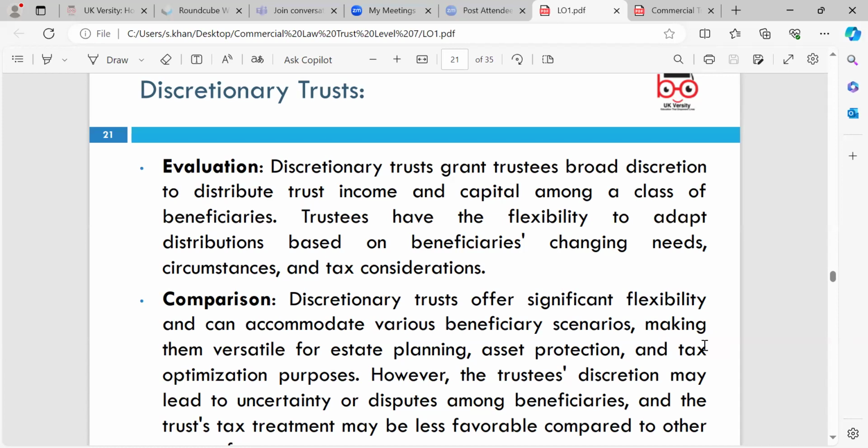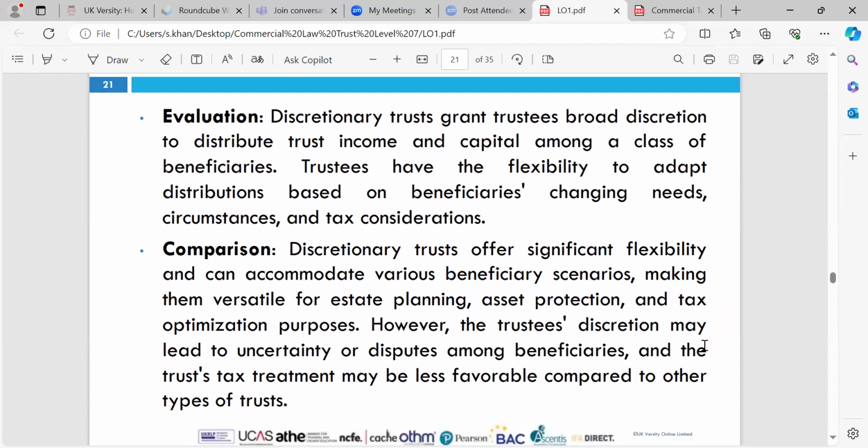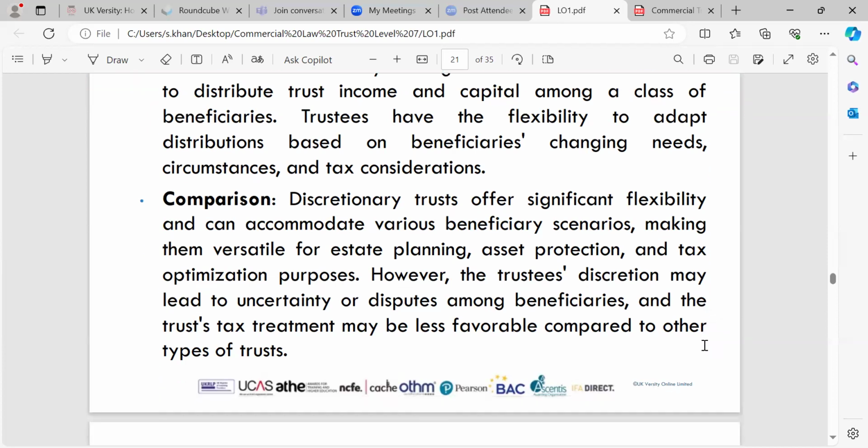The comparison. Discretionary trusts offer significant flexibility and can accommodate various beneficiary scenarios, making them versatile for estate planning, asset protection, and tax optimization purposes. However, the trustee's discretion may lead to uncertainty or disputes among beneficiaries, and the trust tax treatment may be less favorable compared to other types of trusts.